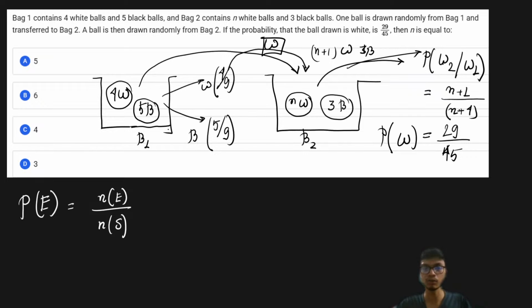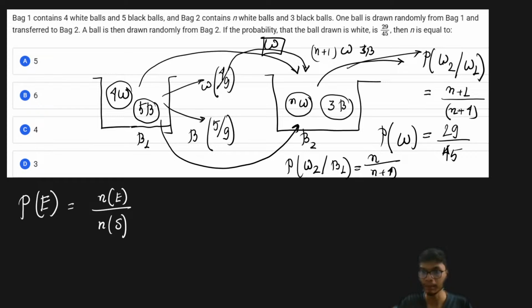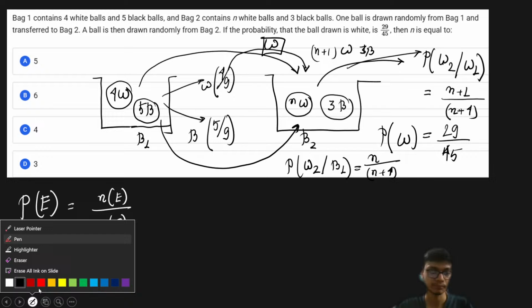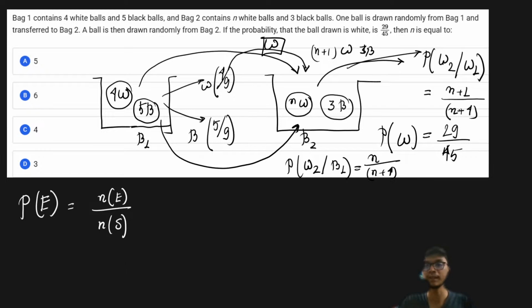Now similarly, I can also draw a black ball and put it over here. So if a black ball is drawn, then the probability of getting a white ball from bag 2, such that a black ball is drawn from bag 1, is simply given as n by n plus 4, right? I hope you are following, right? So there are two parts to the probability over here.